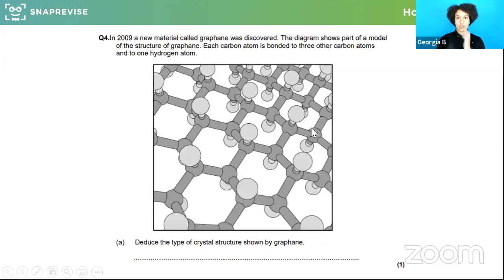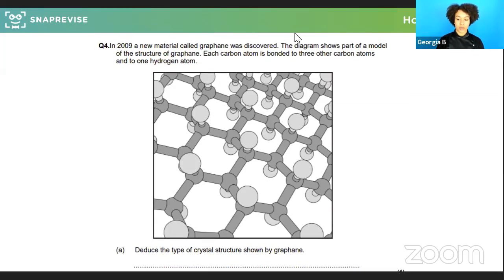All right, so our first question reads: in 2009, a new material called graphene was discovered. The diagram shows part of a model of the structure of graphene. Each carbon atom is bonded to 3 other carbon atoms and to 1 hydrogen. So the first question is, deduce the crystal structure shown by graphene. What kind of structure do we have for graphene? You've got about a minute to come up with an answer.